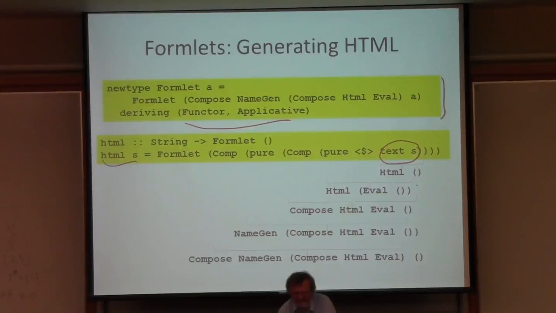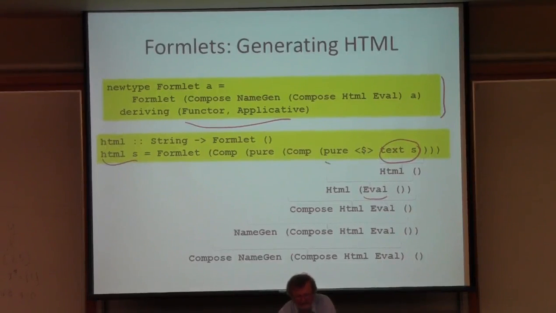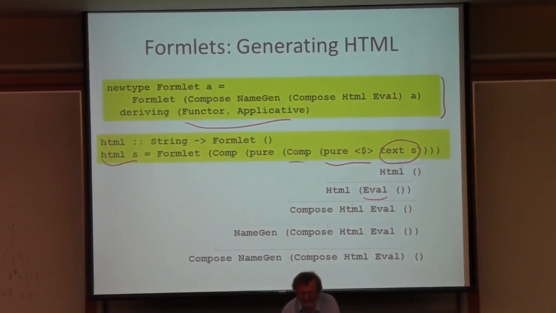Type HTML empty list, and I have to map that into the right type for a formlet. Okay, so I need to add an applicative functor to its result type. Pure dollar will do that, and then the comp constructor tags it as a composition, so this step is kind of almost trivial. I have to add a name gen functor to it, and pure will do that, and then I've tagged it with comp, and I've got something of the right type to turn into a formlet.